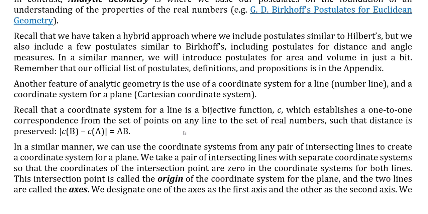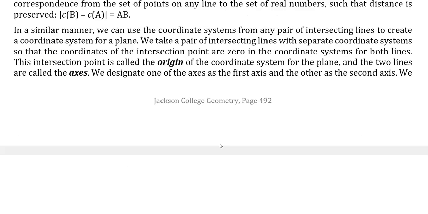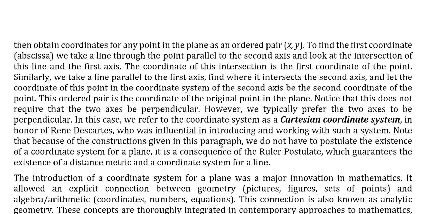In a similar manner, we can use the coordinate systems from any pair of intersecting lines to create a coordinate system for a plane. We take a pair of intersecting lines with separate coordinate systems so that the coordinates of the intersection point are 0 in the coordinate systems for both lines. This intersection point is called the origin of the coordinate system for the plane, and the two lines are called axes. We designate one of the axes the first axis and the other the second axis. And we then obtain coordinates for any point in the plane as an ordered pair (x, y).